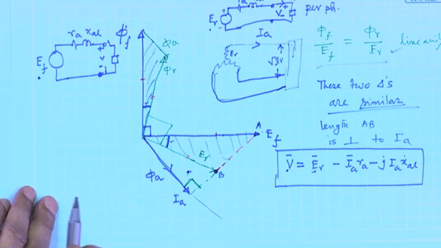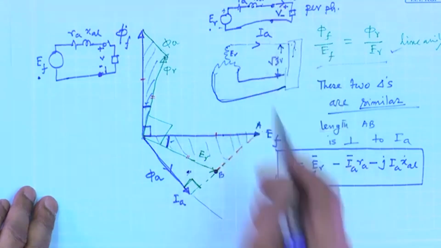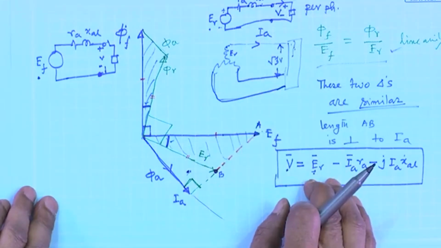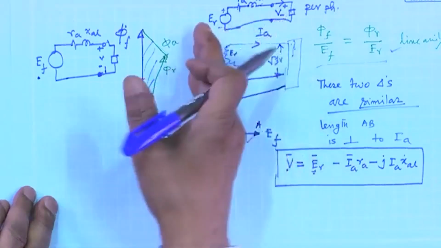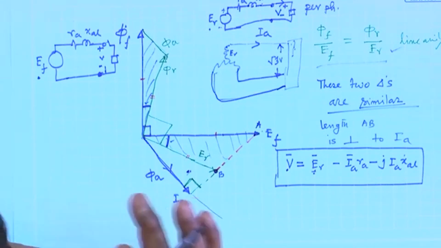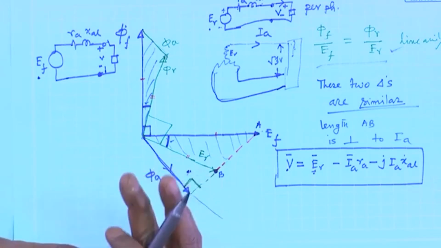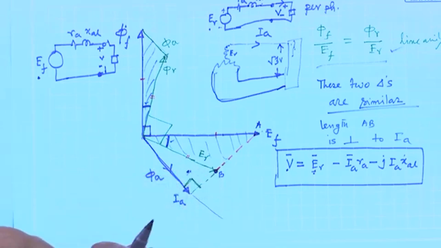Which one? Which equation? Here? No, I am talking about the loaded condition. It is loaded, induced voltage EF is no longer there. EF minus j XL, no. What I am telling, that is the important thing.